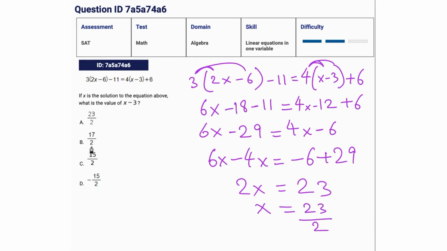So, there you go. The option is there. Wrong. That is x. What they asked you is x minus 3. You need to watch out for that. So let's subtract this by 3.